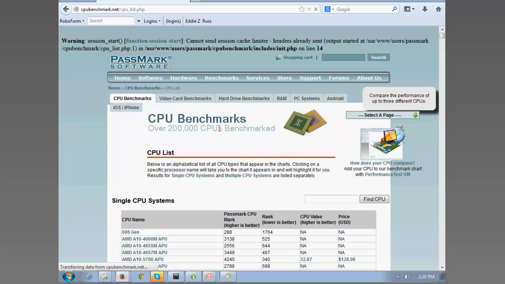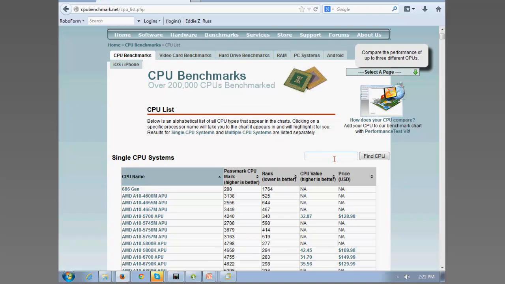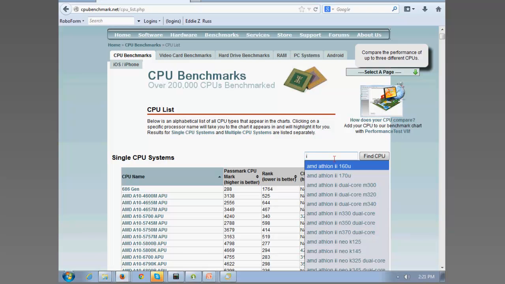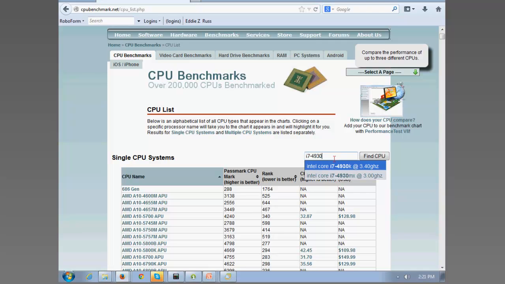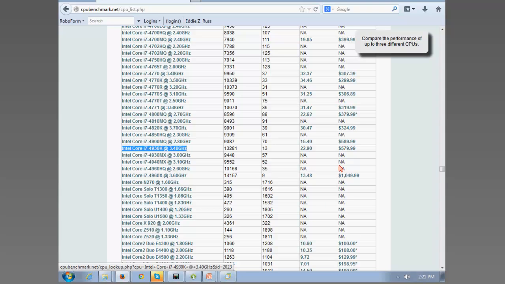Now the search box is over here in the middle of the page on the right side, and we're going to search the i7-4930. And now see how it starts to auto-populate? Just make sure you match up exactly, and then you can go ahead and click on it, and then click Find CPU.